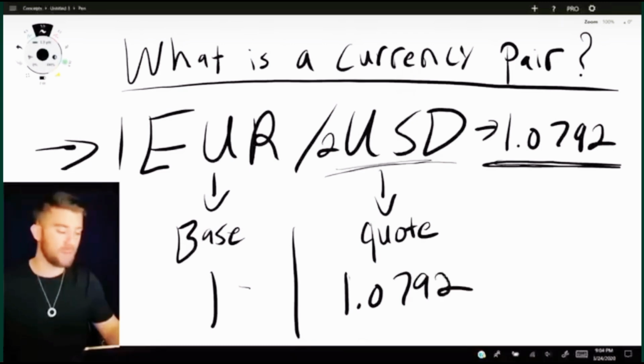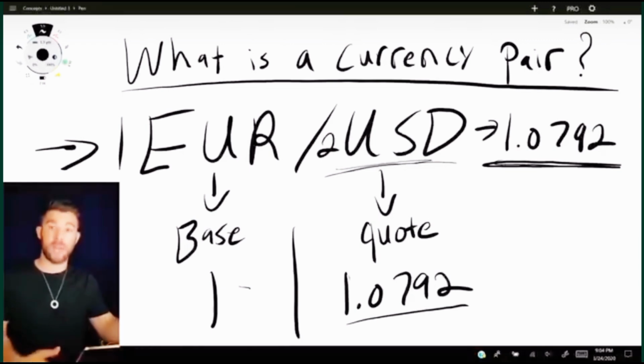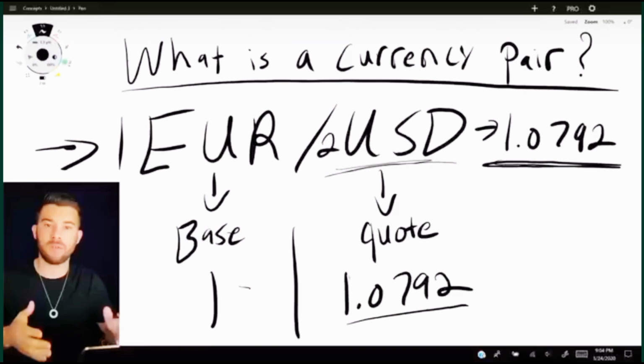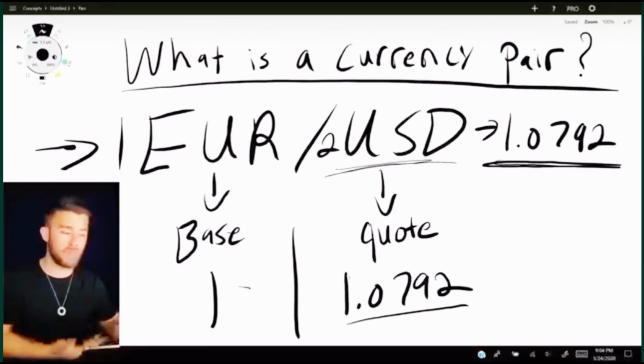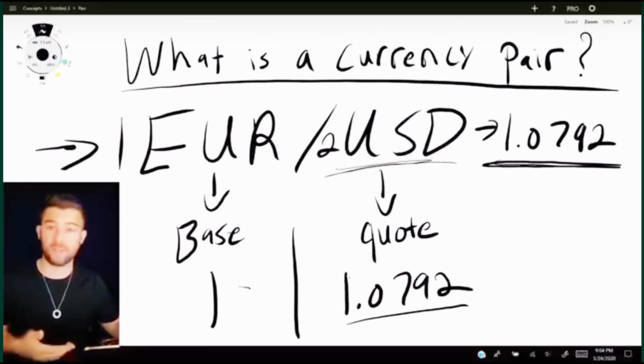$1.0792. Or another way to look at this is it takes $1.0792 to make €1. So therefore the value of the euro is higher than the value of the dollar by roughly 8 cents, 792 cents.